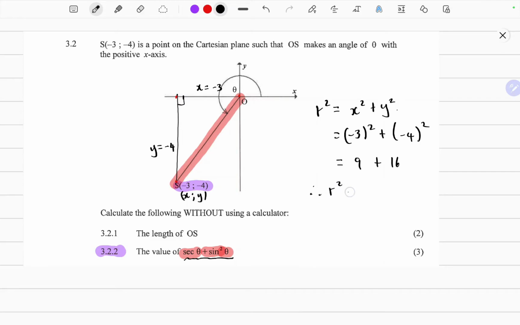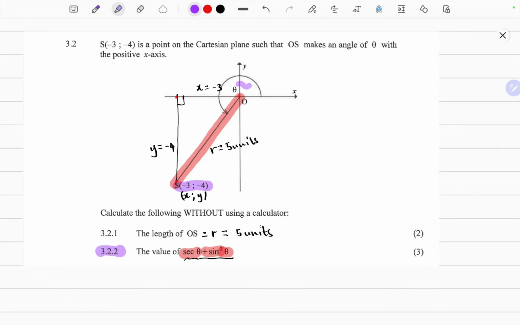Therefore, r squared should be equal to 25, and r should be equal to plus or minus the square root of 25. So it implies that r should be equal to 5. So r is 5 units. So the length of OS, which is r, is equal to 5 units.